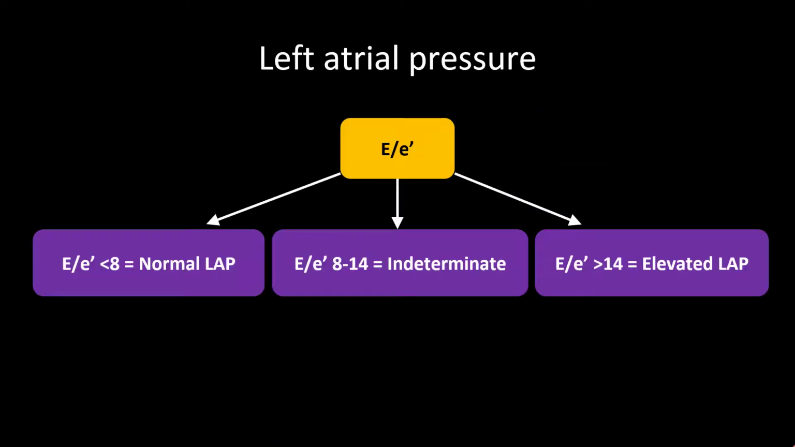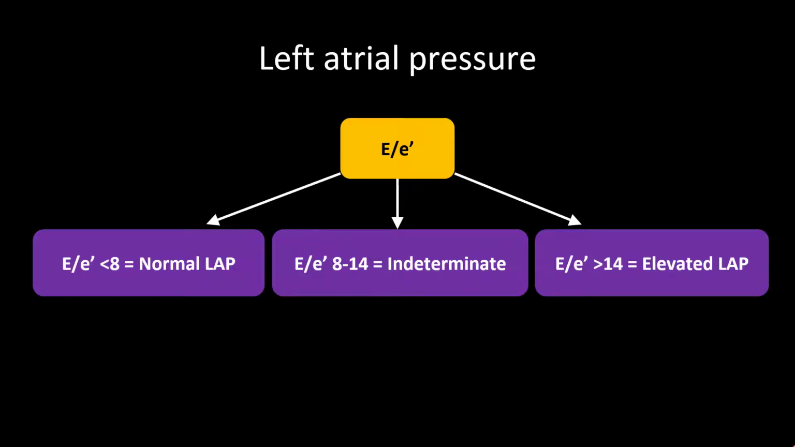Okay, so let's talk about some numbers that are important to remember. If your E over E prime is less than 8, then you have a normal left atrial pressure. If your E over E prime is greater than 14, then you have an elevated left atrial pressure. If your E over E prime is between 8 to 14, then it's tricky to determine if the left atrial pressure is elevated or not. In our experience, this range can be used as a spectrum, where a value closer to 8 is suggestive of a lower left atrial pressure, and a value closer to 14 is suggestive of a higher left atrial pressure.